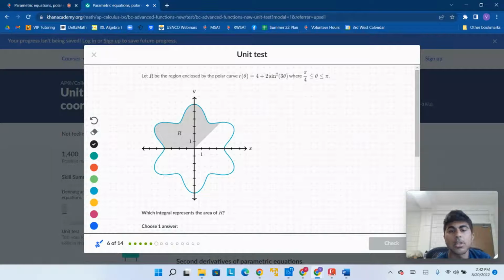Let R be the region enclosed by the polar curve r of theta equals 4 plus 2 sine squared 3 theta, where pi over 4 is less than or equal to theta is less than or equal to pi. Which integral represents the area of R?